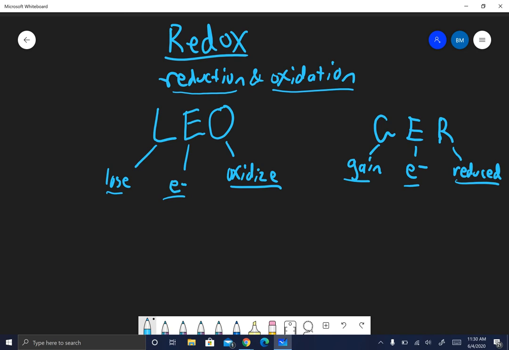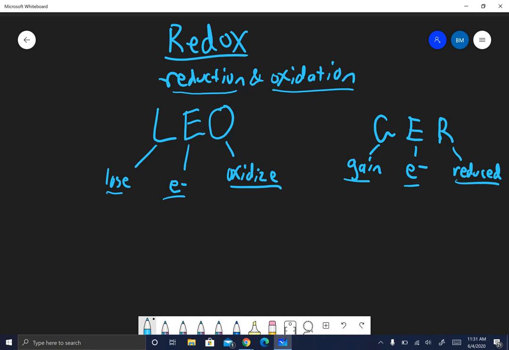Okay. So hopefully that makes sense to you guys. This is the biggest thing I can teach in limited time, in limited formats here with redox and electrochem. And those of you taking AP Chem next year, this has to be really, really easy to you. So this is important. LEO GER: lose electrons, oxidize; gain electrons, reduce.